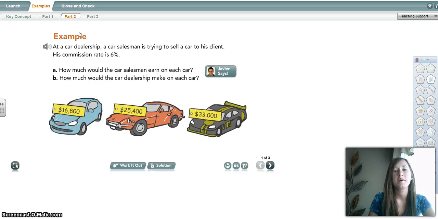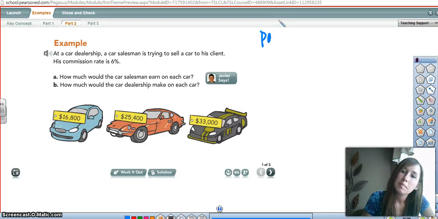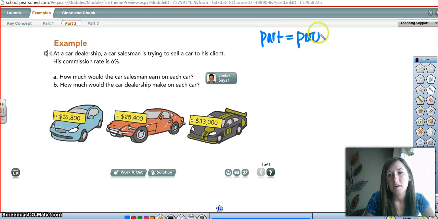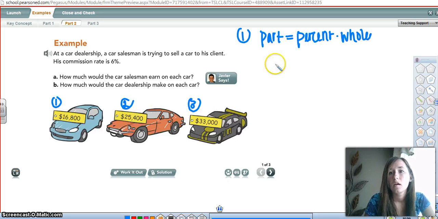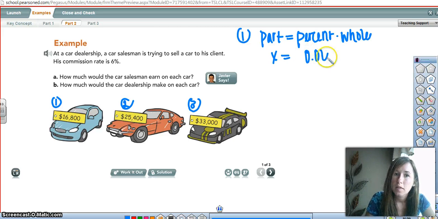Okay, so our car salesman is going to get a 6% commission rate. So our part would be the commission, or the part of the money that he gets to keep. Our percent is 6, and our whole is the total cost of the car. So let's do the blue car first. The part is unknown. We're trying to figure out how much the salesman would earn. The percent, we need to write in decimal form, and the whole is 16,800.